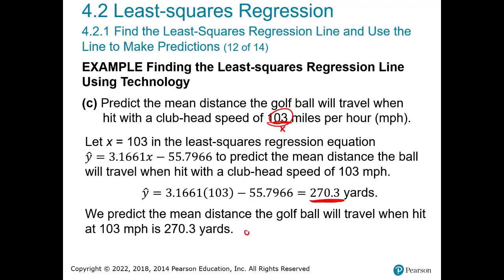Okay, remember that our estimate early on was, what did I say? 269.3. That was our estimate when we drew the line. This is the most accurate method here.